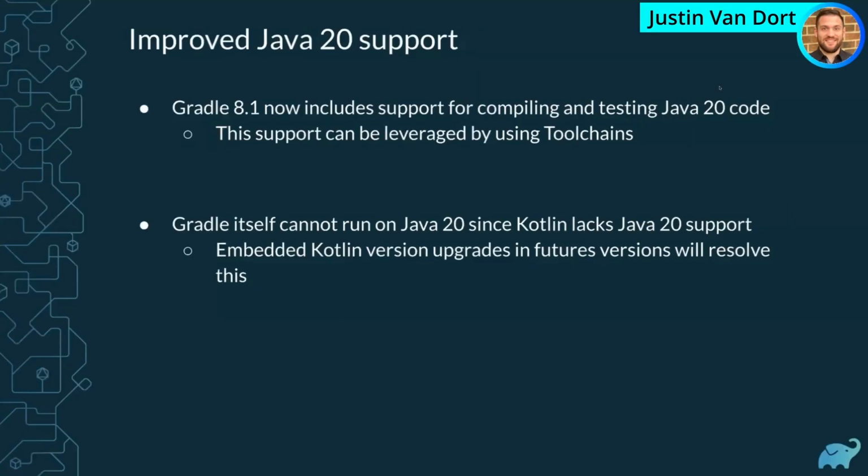For 8.1, we now support compiling and testing code with Java 20. Essentially, anything that uses toolchains works here. The one caveat is that Gradle itself cannot run on Java 20, since our embedded version of Kotlin does not yet support 20. Though future versions of Gradle, which embed newer versions of Kotlin, should fix this.